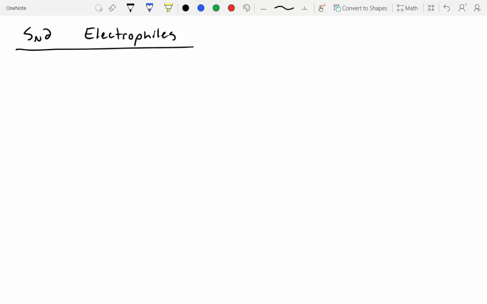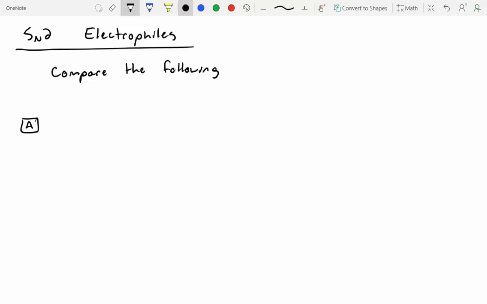Okay, with SN2 reactions, let's do the same thing that we did before. We'll compare the following. In this case, we're looking at the electrophilic role within the reaction. So yeah, you could put SN2 reactions or SN2 electrophiles.